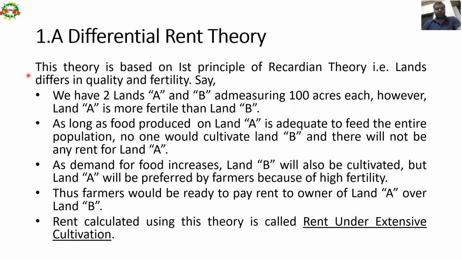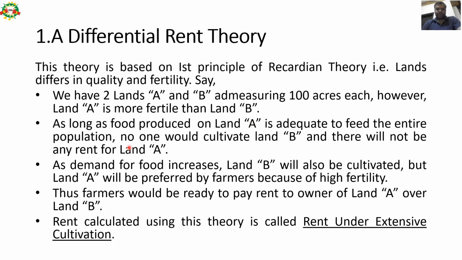So this is the differential rent theory. This theory is based on the first principle of Ricardian theory, that is, lands differ in quality and fertility. Let us understand this theory and principle with the help of an example. Say we have two pieces of land, A and B, measuring 100 acres each. However, land A is more fertile than land B.